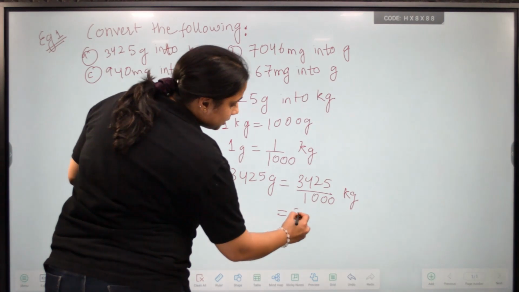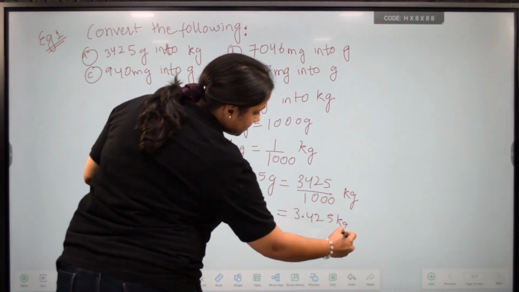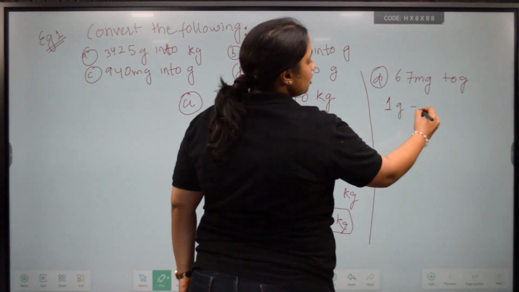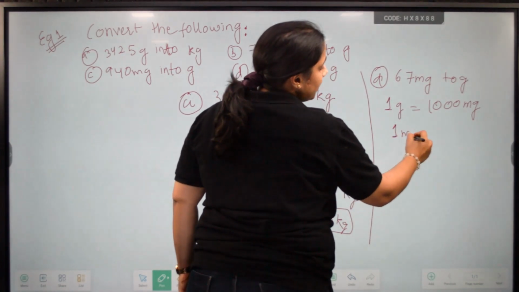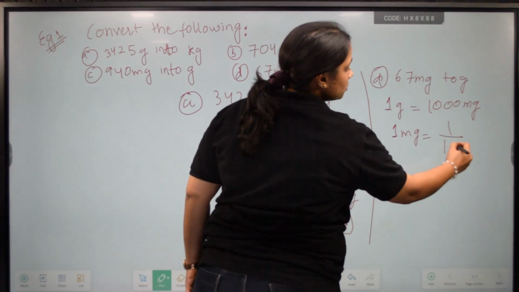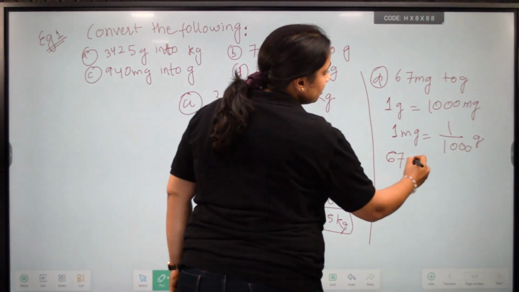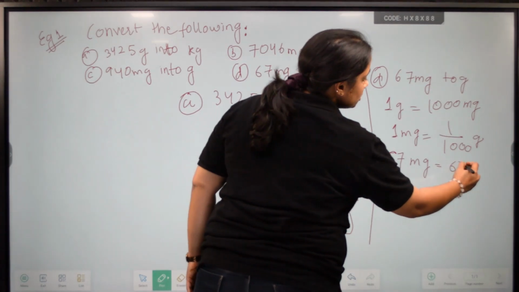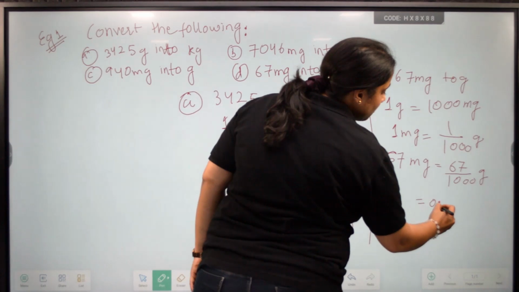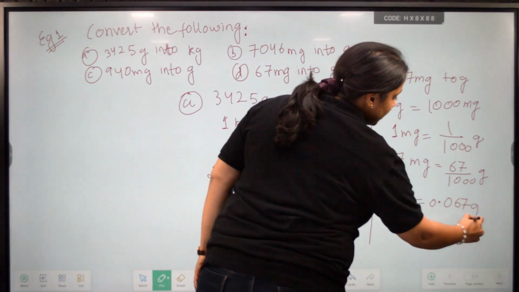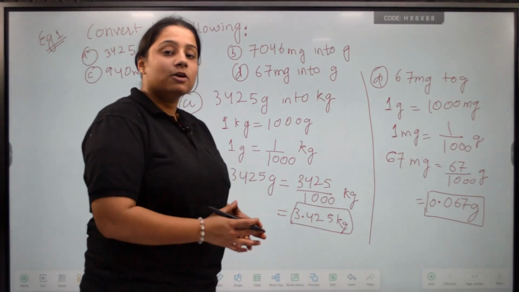It can be written as 3.425 kgs. We know that 1 gram is equal to 1000 milligrams. Therefore, 1 milligram will be equal to 1 upon 1000 grams. Hence 67 milligrams will be equal to 67 by 1000 grams, and it will be equal to 0.067 grams. In a similar way, you can do part B and C on your own.